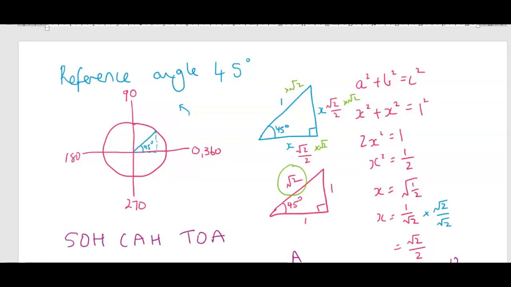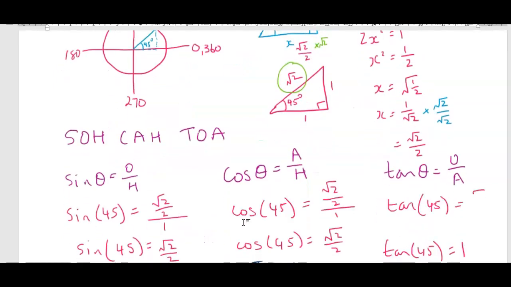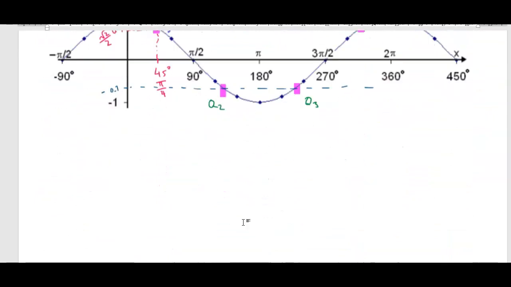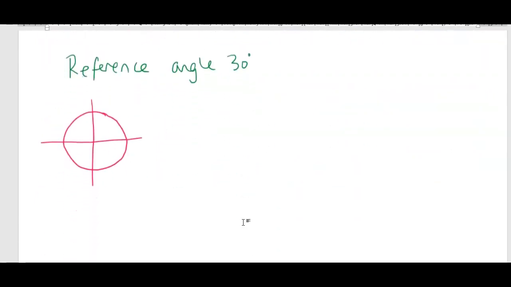So if you're wondering where that triangle comes from, they're exactly the same triangle. It's just enlarged. It's what we call similar triangles. I think I briefly explained that in the last video, but I didn't show that second triangle. Okay, let's go back to reference angle 30 degrees.